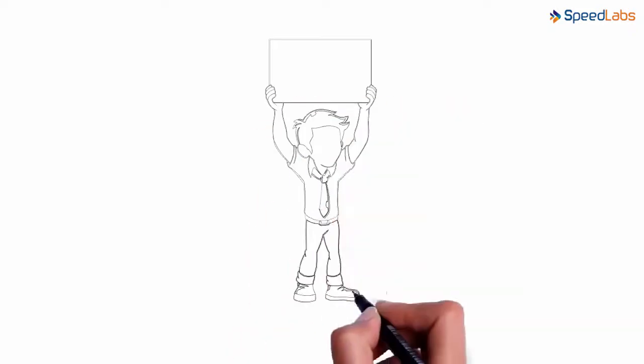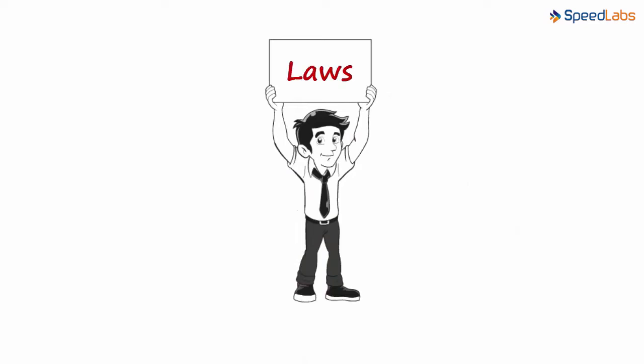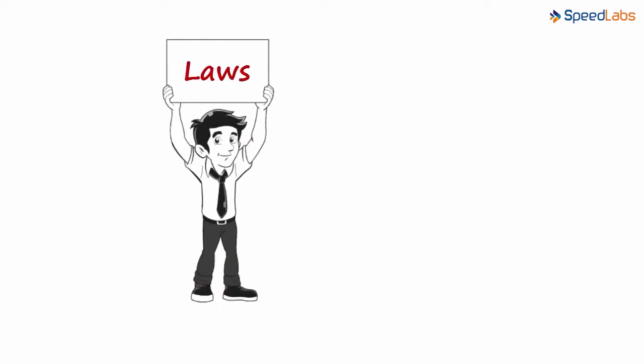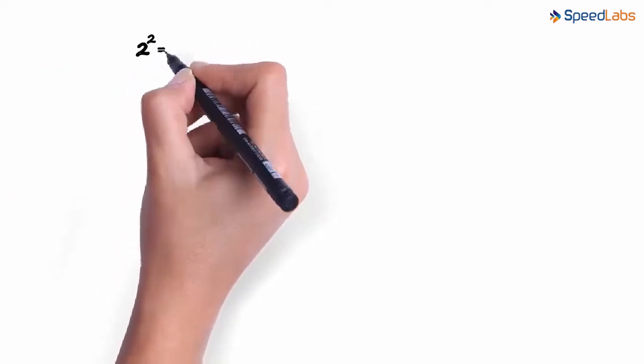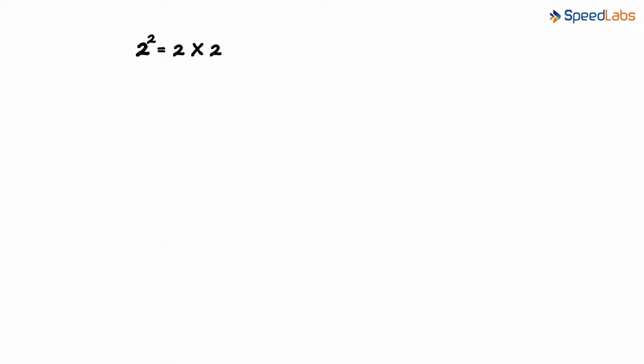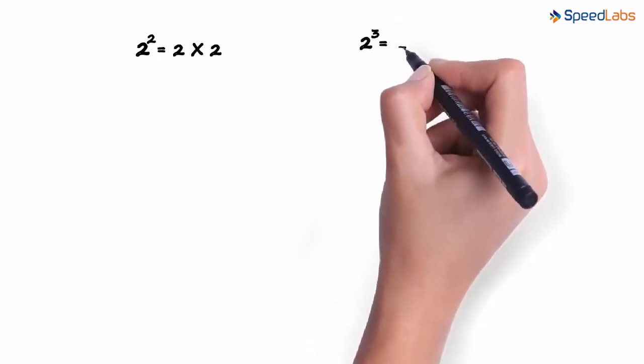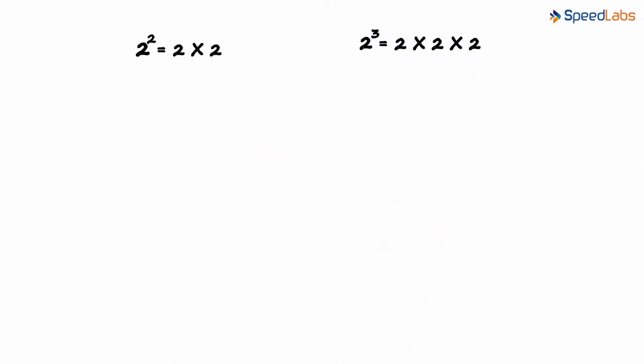Now that we have studied the basics of exponents, let's understand a few laws related to exponents. We know that 2 raised to 2 is 2 multiplied by 2, and 2 raised to 3 is 2 multiplied by 2 multiplied by 2. In the first case, we multiply 2 2's since the exponent or the order is 2. And in the second case, we multiply 3 2's since the exponent is 3.